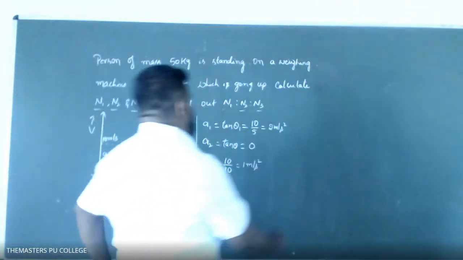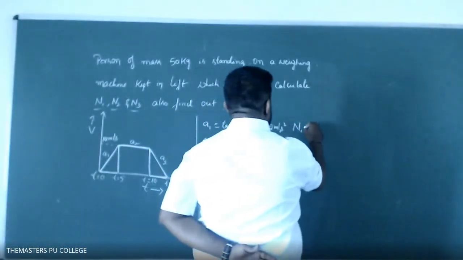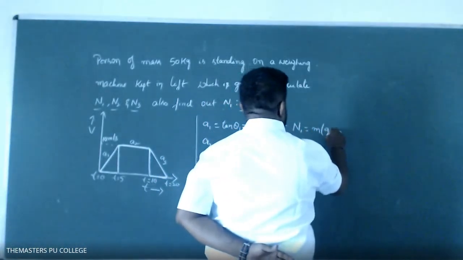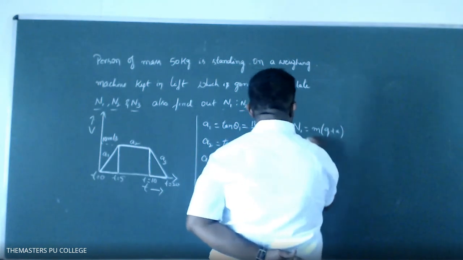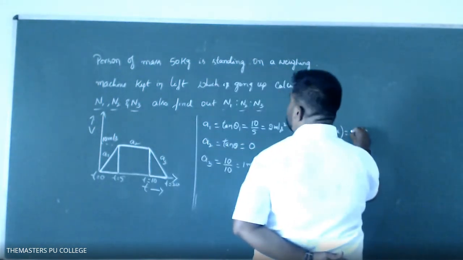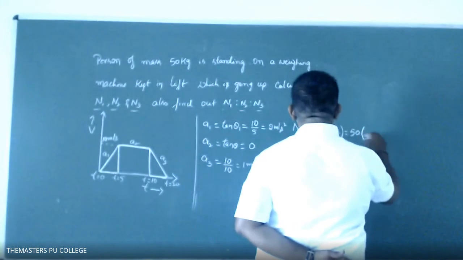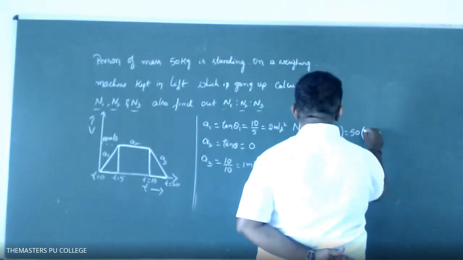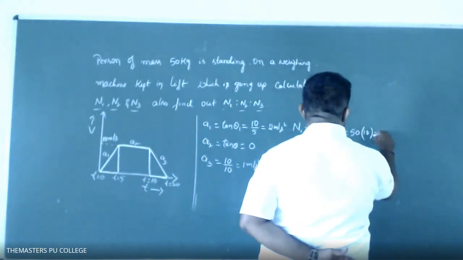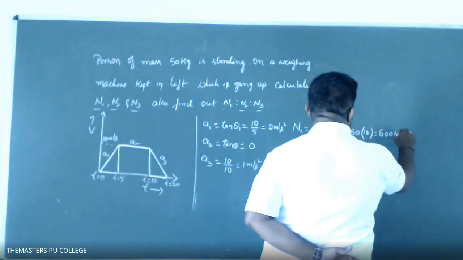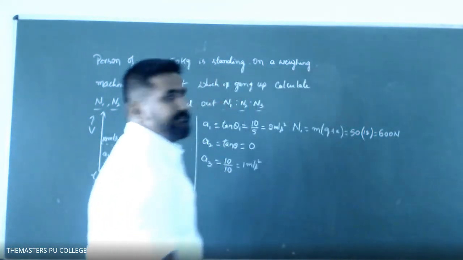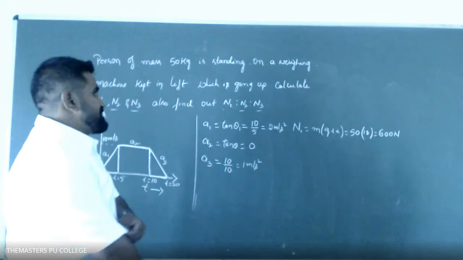So I can find out N1, N2, N3. N1 is equal to M of G plus A. M is 50 into G plus A. G is 10, A is 2, so that is equal to 600 Newton. N1 is 600 Newton.